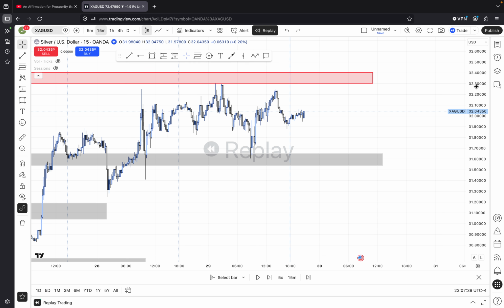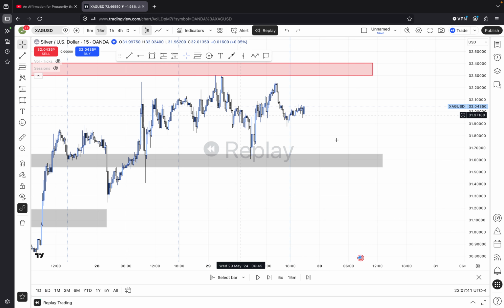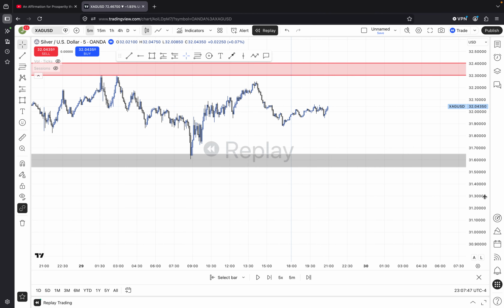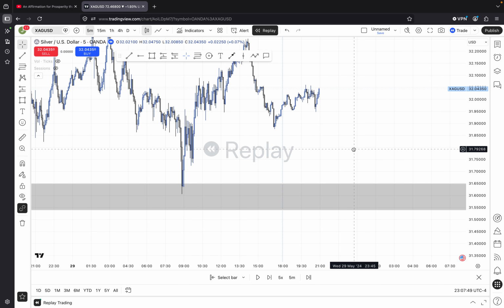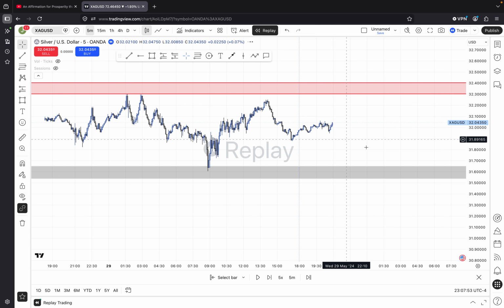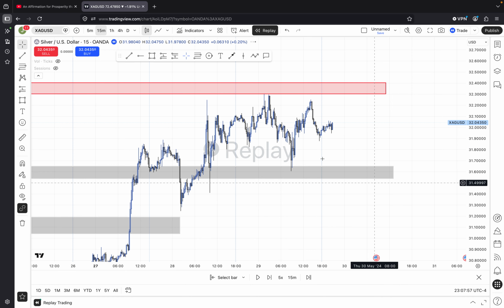So yes. If you're thinking what I'm thinking, we can actually look into the 15 minute, see what's happening here. Look into the 5. See what's happening here. And then we can see if price is going to aim for these higher highs to give me an all-time high. That's more than likely what's going to take place.